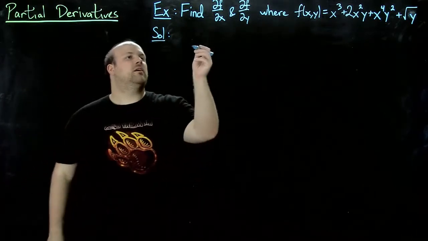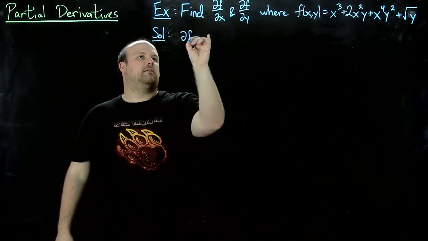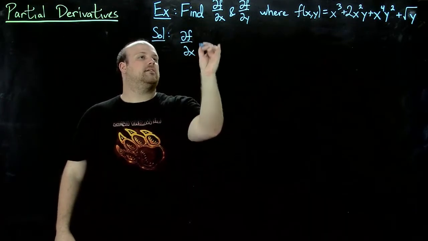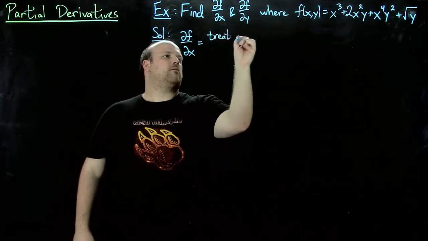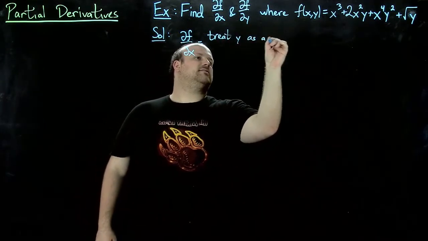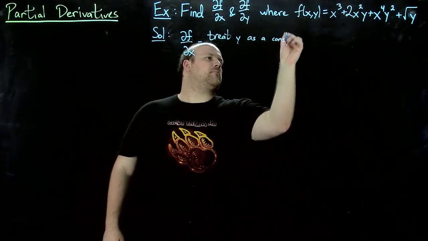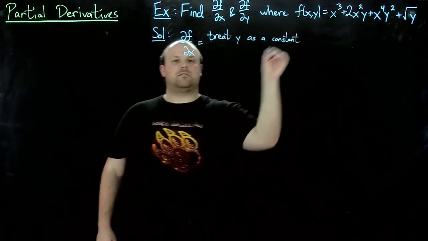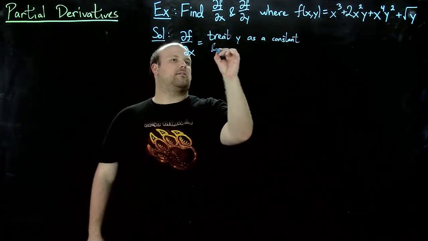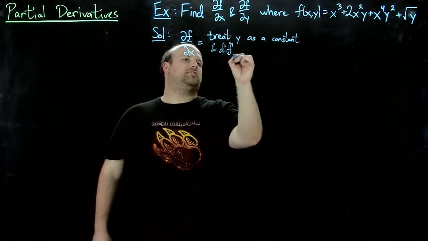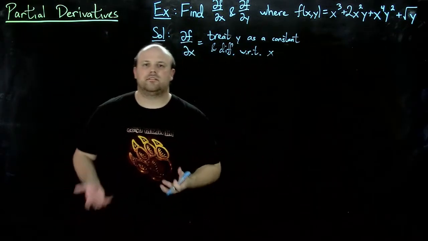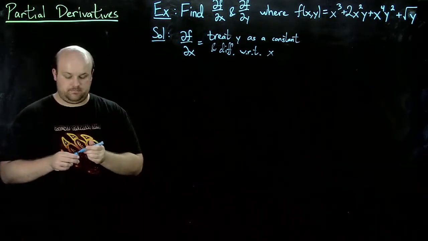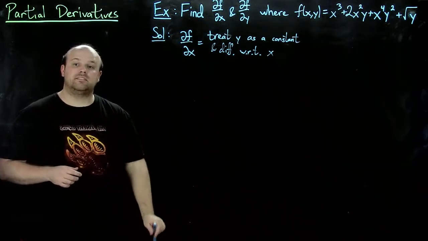So when we compute this guy, df dx, what we do is we treat y as a constant, right? And differentiate with respect to x. That's basically what we do here. So what is that going to give us?